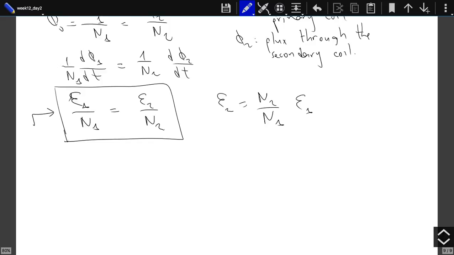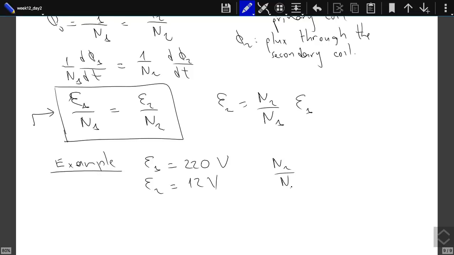So your chargers for your devices are basically using this principle. You connect it to 220 volts, but your device needs, depending on the device, let's say 12 volts, not more than that. So epsilon 1 is 220, and epsilon 2 is equal to 12 volts, and then you can determine what the ratio of the turns should be: 12 over 220. Those chargers can contain a transformer with this ratio of the turns.